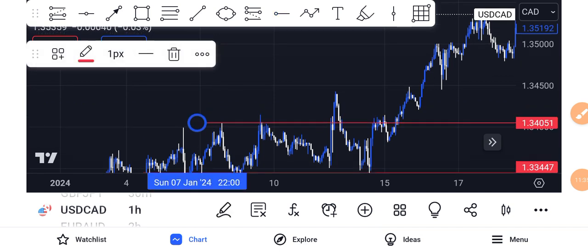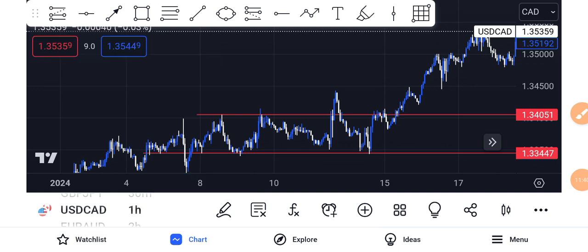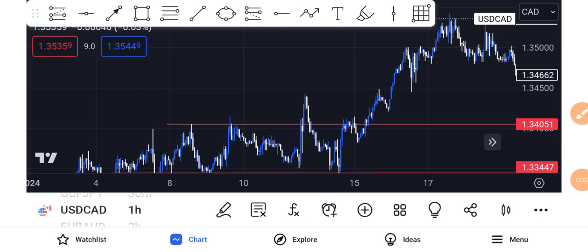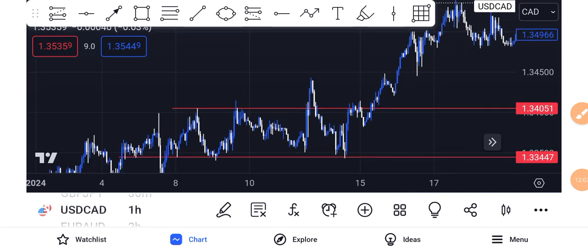So what is support? Okay, a support zone is where the market bounces off several times, more than once. And a resistance zone is where the market bounces off more than once as well to the downside. So the market bounces on a support from the down and on a resistance from the up. All right, guys, I don't know if you are understanding, but if you have not understood to this point, just go back, replay, and understand it better.